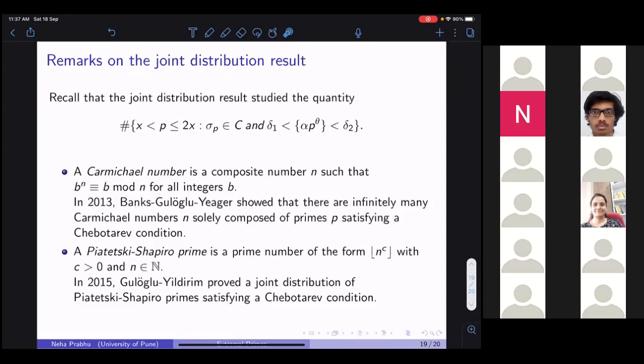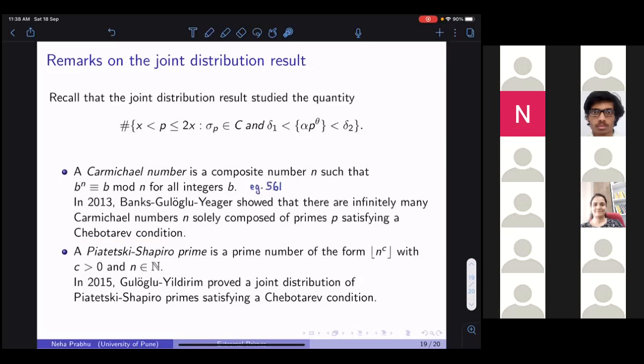A Carmichael number is a composite number n such that b to the n is b mod n for all integers b. You look at Fermat's little theorem that holds whenever n is prime, but if that congruence holds for composite numbers, such a number is called a Carmichael number. I think the first Carmichael number is 561, if I remember correctly. In 2013, Banks, Güloğlu, and Yeager showed that there are infinitely many Carmichael numbers n which are solely composed of primes p satisfying a Chebotarev condition. By this, I mean that sigma p belongs to C in a finite Galois extension of number fields.